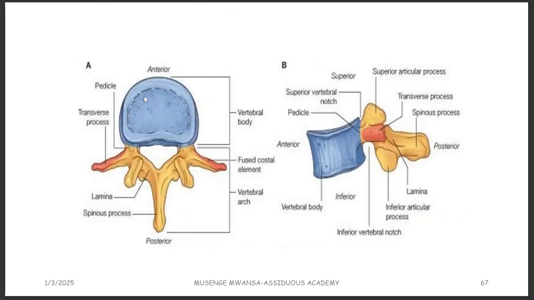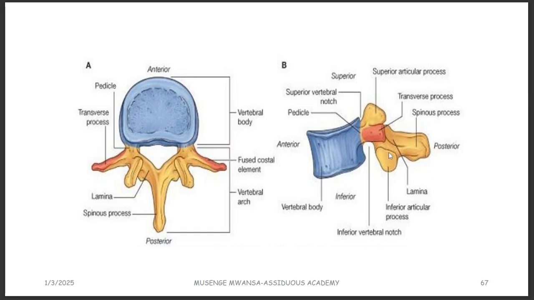You can see this is the bone, this is a vertebral body, which is found anteriorly, and then posteriorly you have got the vertebral arch where you have got different parts. You have got the transverse process on the sides, and then you have got the lamina here, the spinous process at the back. If you look at it on the sides, you can see you have got the pedicle here. The pedicle is connecting the vertebral arch to the vertebral body. The lamina is connecting the spinous process.